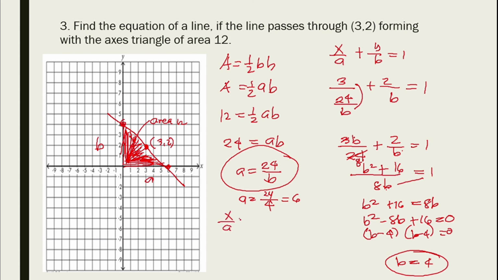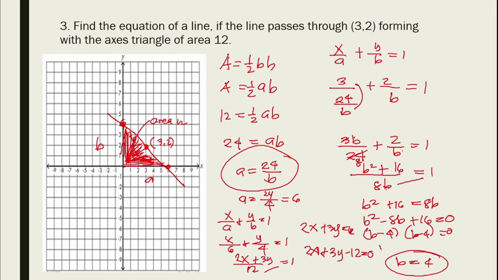So x over A plus y over B equals 1. So x over 6 plus y over 4 equals 1. The LCD of this one is 12. So we have 12 divided by 6, that is 2x, plus 3y equals 12. Cross multiply, we have 2x plus 3y equals 12. Therefore 2x plus 3y minus 12 is equal to 0.